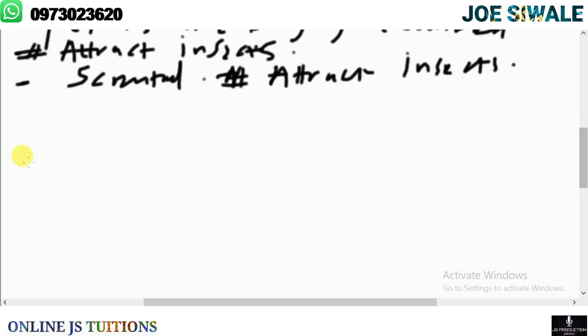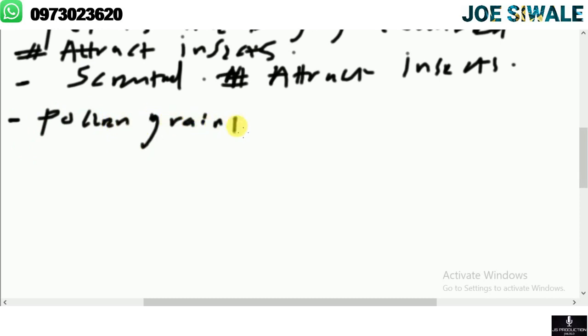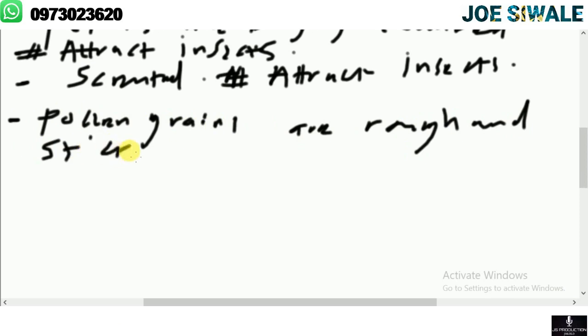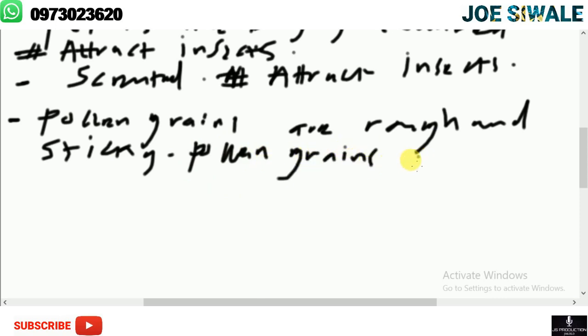So the other adaptation is that here the pollen grains that are produced are rough and sticky so that they can stick to the insects. Also the pollen grains are large.